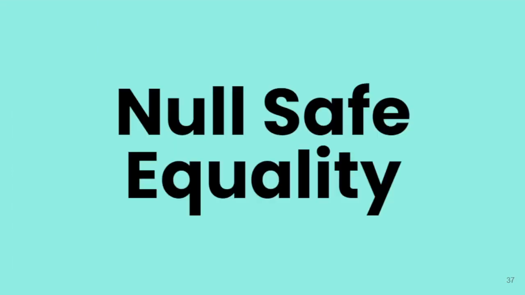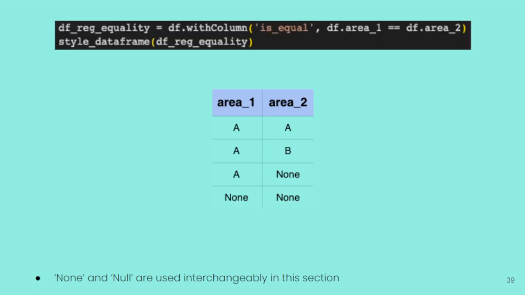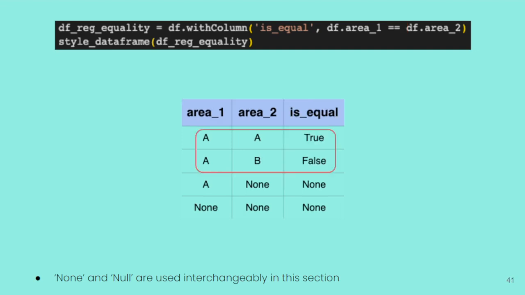Null safe equality. To demonstrate the idea of null safe equality, we need a different toy dataset, one that contains nulls. Let's add a column that specifies if the values in area 1 and area 2 are the same. Notice that we are using the regular Python equality sign here. Well, we can see that A really does equal A and B does not equal A.